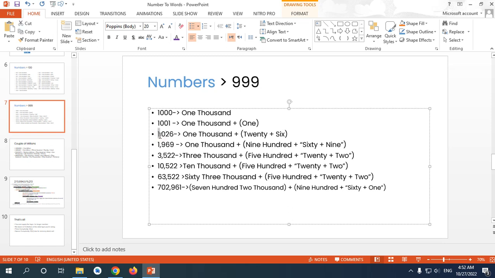We have this one here, 1000, and there we have 3 digits. 26 is 2 digits, greater than 20. The tens of 26 is 20 plus 6, so basically it's 1000 plus 20 plus 6.